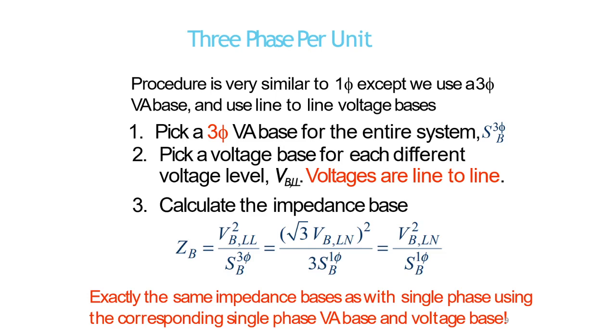Third, calculate the impedance base, that is ZB. All of you note down this formula: ZB equals VB squared line to line divided by SB 3 phase, equal to root 3 VB line to neutral squared divided by 3 into SB single phase, equal to VB line to neutral squared divided by SB single phase. So it is exactly the same impedance base as with single phase, using the corresponding single phase volt ampere base and voltage base.